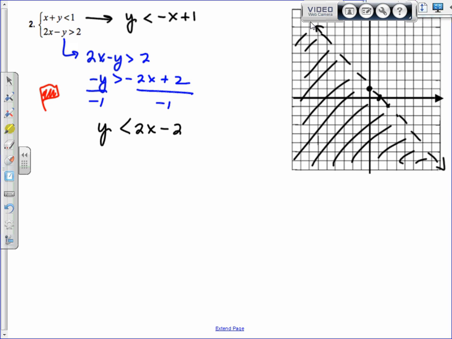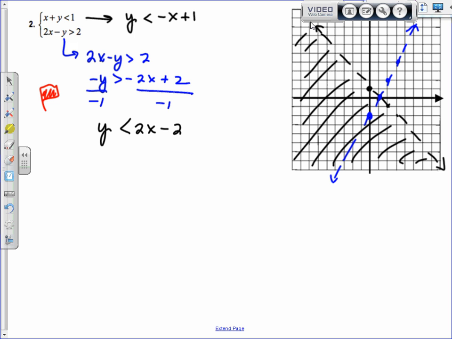So you're going to go down to -2, and your slope is +2. So up 2, right 1, up 2, right 1, up 2, right 1. All right, and this time it's dotted as well. Right, it's y is less than 2x minus 2.